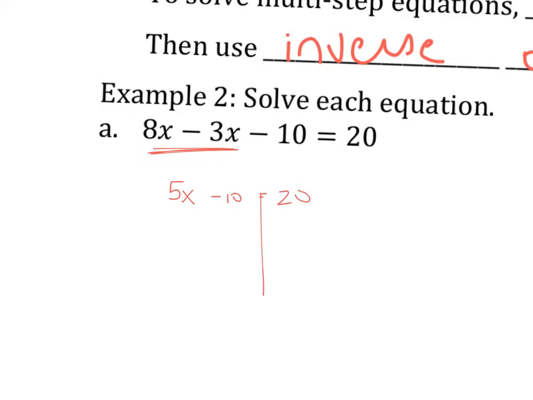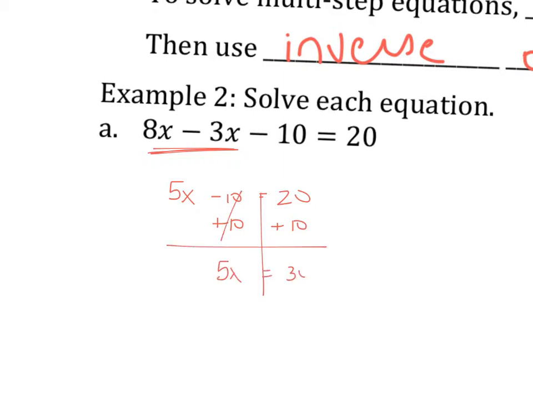And then we're going to attempt to get x by itself. So we have 5 times x minus 10 equals 20. Remember those tips I gave you for identifying what you're going to undo first. Any three of those tips would tell you to undo the minus 10 first. So we're going to add 10 to both sides. And that cancels out. We're left with 5x equals 30.